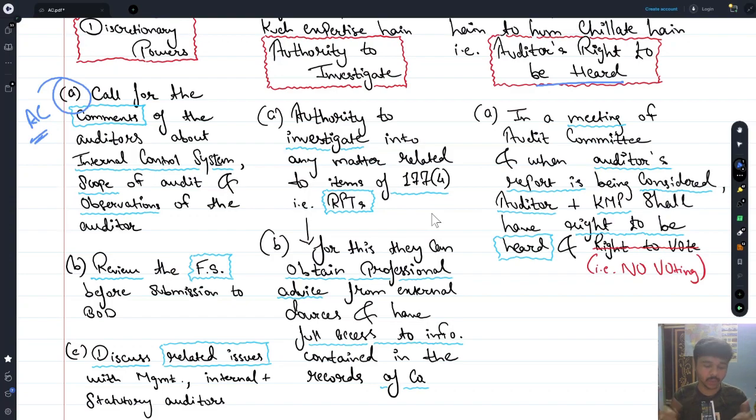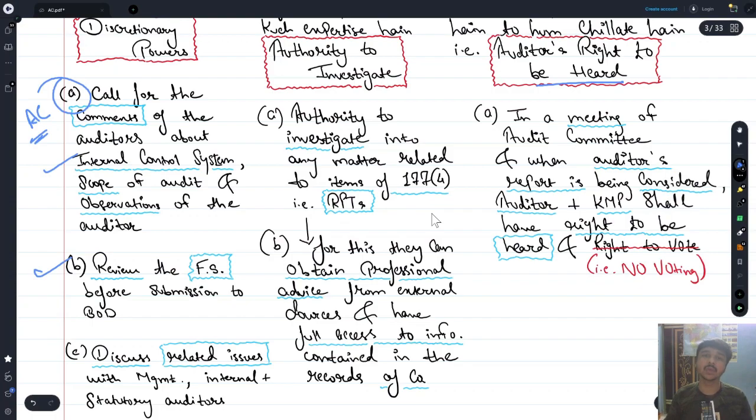So what will the audit committee do? They will take out their cell phone and call: okay, stat auditor, come to my office. I need your comments on the internal control system that my company has. So yes, they can call for the comments. This is a discretionary power. They may use it if they feel that there's something lacking in the internal control but they are not able to trace it. They will ask the stat auditor to please come and explain how my internal control system is, and whether you also feel that it is lacking somewhere.